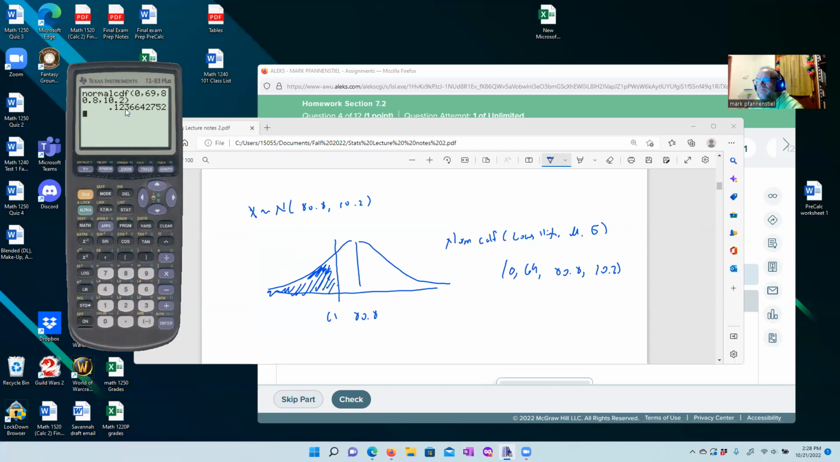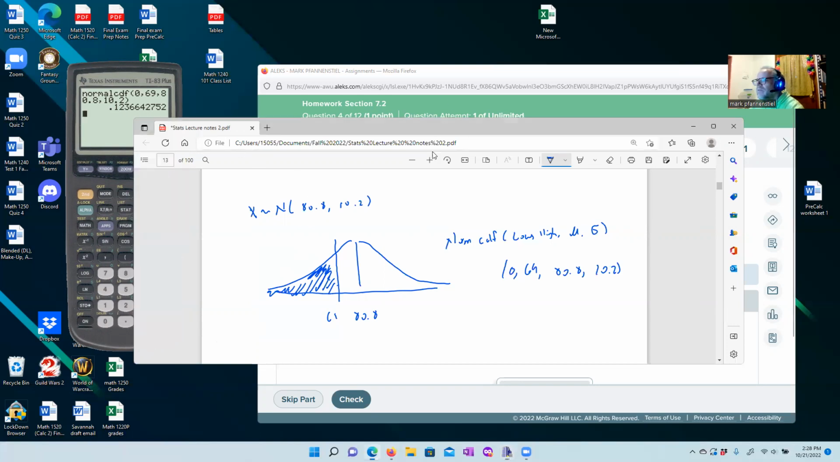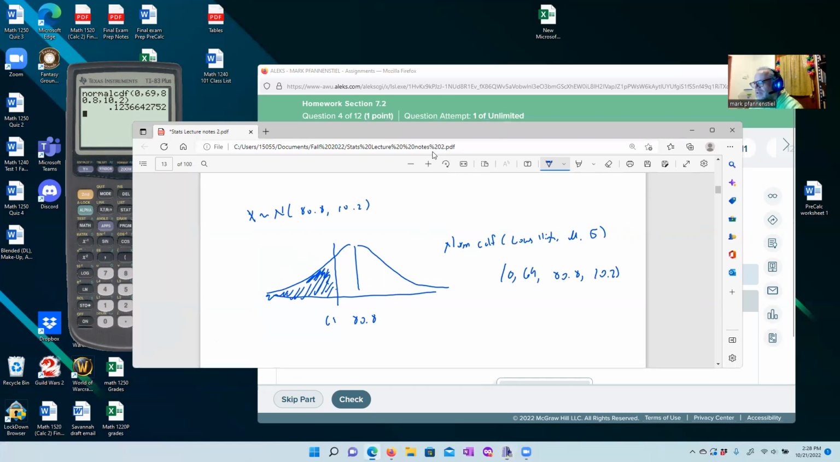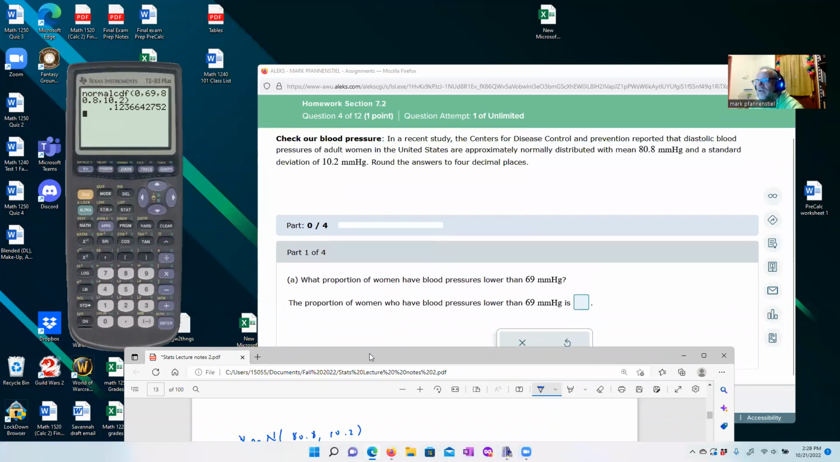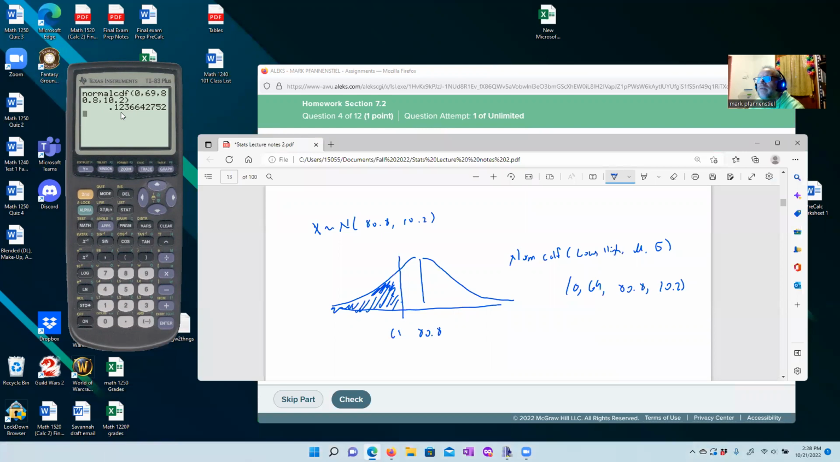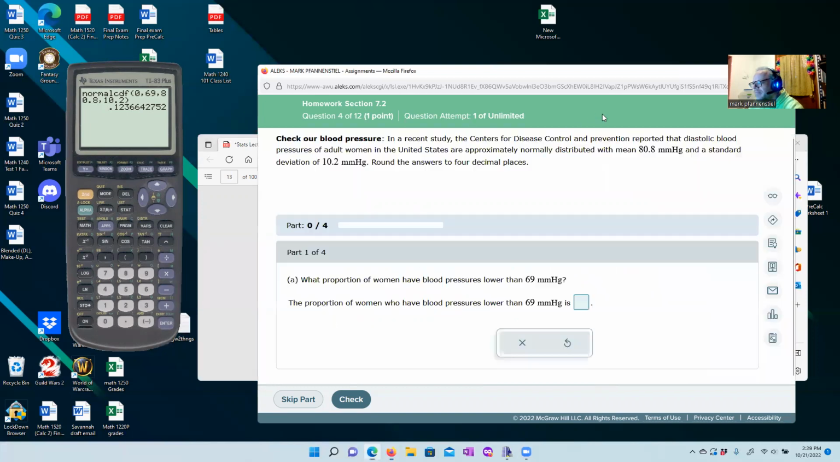Now we got 0.1236. How many decimal places do they want? 4 decimal places. So we're going to say 1, 2, 3, 4. This 6 is going to turn this one into a 7. So 0.1237, and that's what we're going to type in. We'll check.